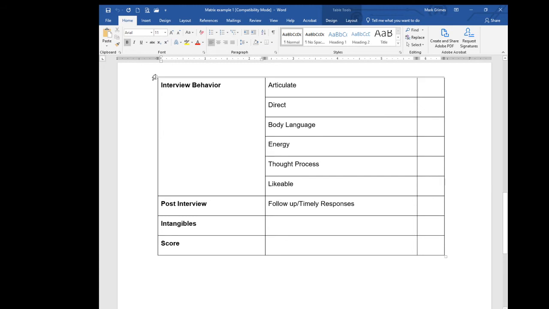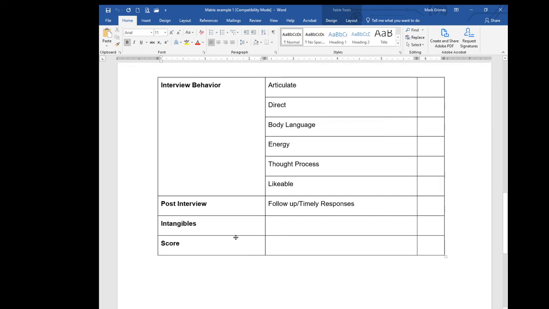But again, I put down everything related to the interview that you could think of that was important enough that could sway your decision if one candidate outperformed everybody else or significantly underperformed everybody else. Then post-interview, follow-up and timely responses, that might be two different things. Maybe you put in there that it's important, and you would give consideration more so to one candidate who took the time to write a thank you note as opposed to one who didn't. Maybe that doesn't matter, but it's bonus points.